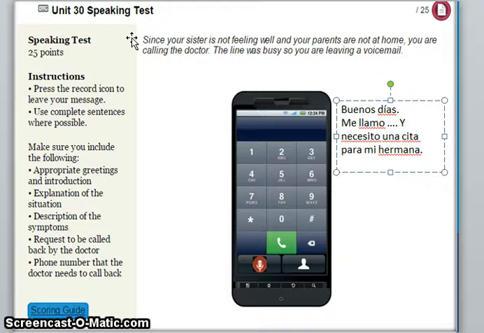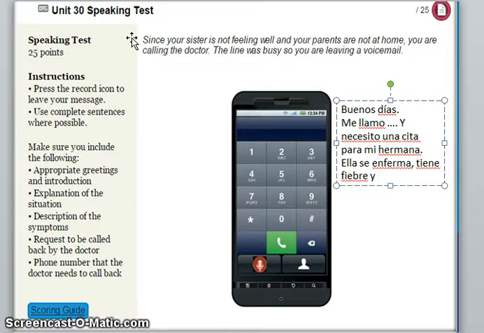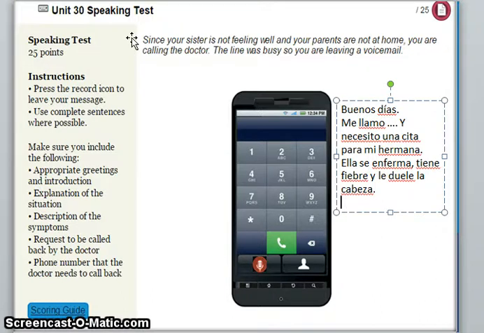Now we need to describe her symptoms. So ella, and again I'm looking off of the vocabulary list, but this time I'm going to conjugate my verbs, so make sure you do that. Ella se enferma, she is sick. I'm going to say that she has a fever, tiene fiebre, and her head hurts. Le duele la cabeza. Okay, you don't have to say three things, you could just say a couple of things, and there are other choices also on the vocabulary list.